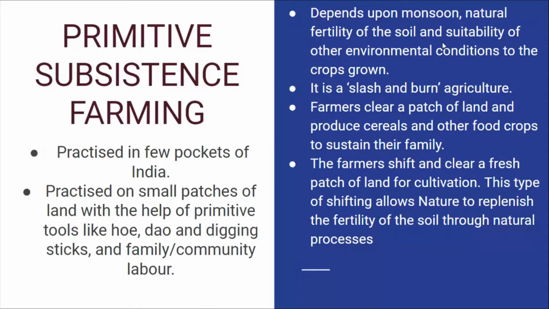So farmers clear a patch of land and produce cereals and other food crops to sustain their family. So it is also called slash and burn agriculture. What they do in this type of farming is take a small patch of land, grow crops, and after harvesting the crops they burn the land. Why are they burning the land? For regaining the soil's fertility. After the growth of crops, the soil loses its fertility. For regaining it, they burn the land, and after burning the land, they move out of the place. It is also called shifting agriculture.